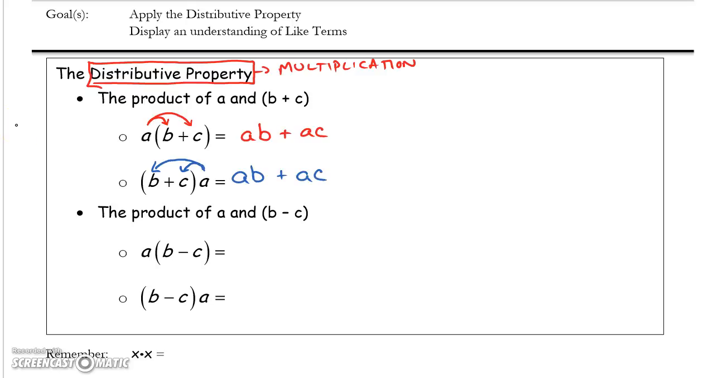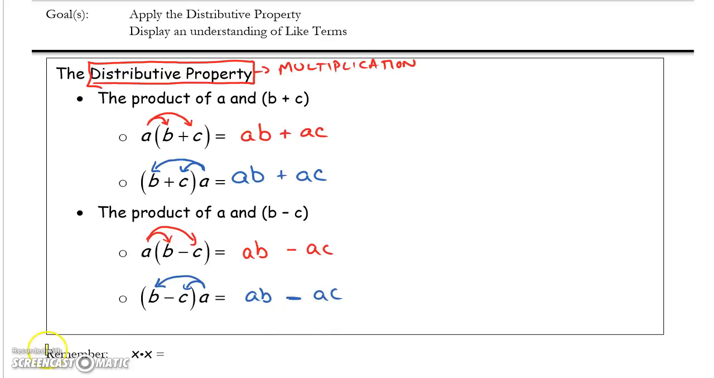That does not change when I'm dealing with subtraction, just the sign changes. Distribute A times B. It's subtraction now, so I subtract, distribute A times C. Same thing when A is on the outside on the right: A times the first term, which is B, subtract now because it's subtraction, A times my second term, which is C.